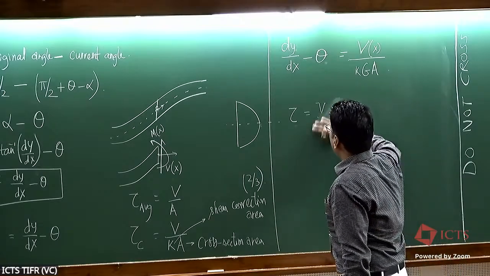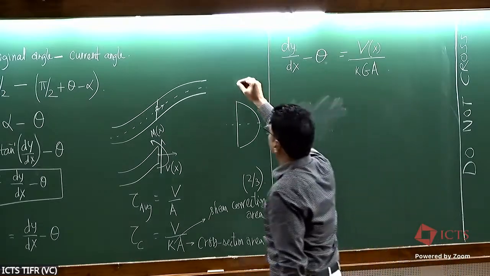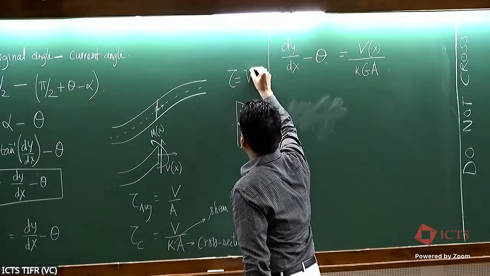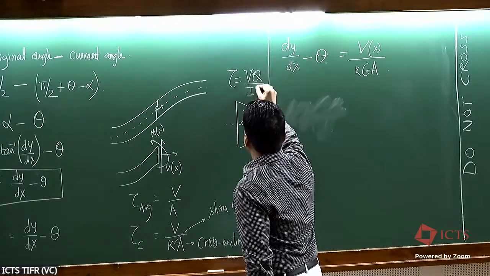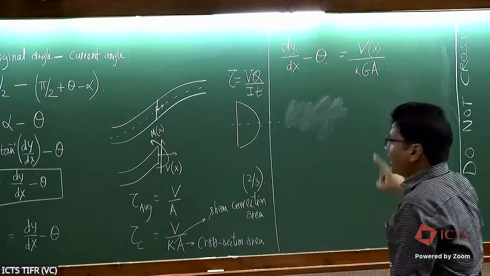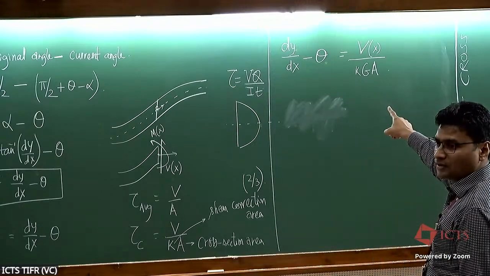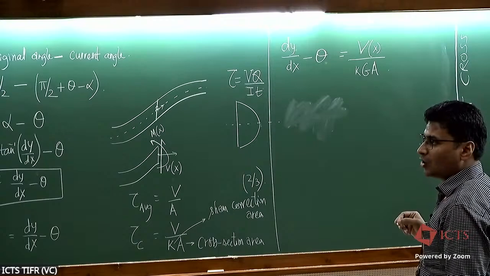Anyway, so I should maybe write this here. Tau equal to VQ over IT. So that's just one of the equations that we have gotten. We need one more equation. How do we get that equation?